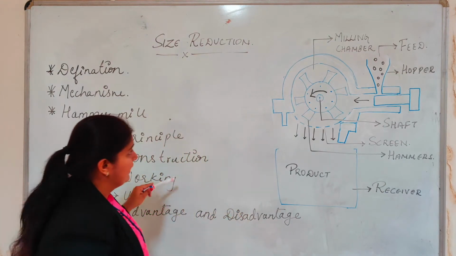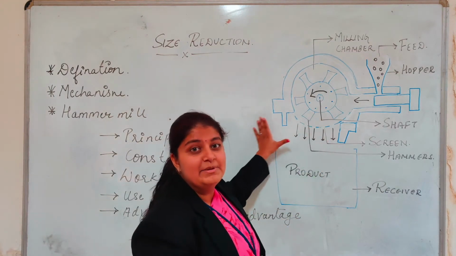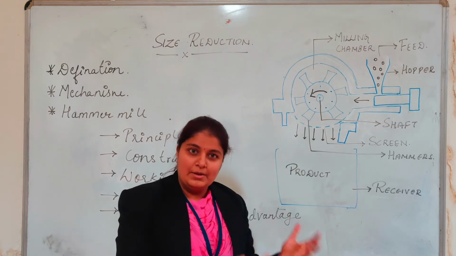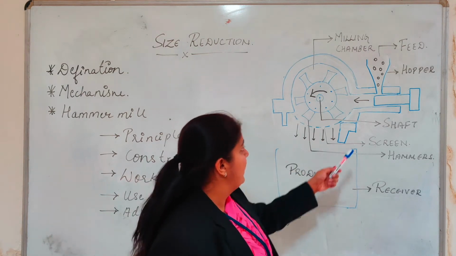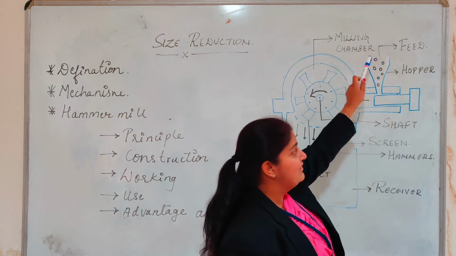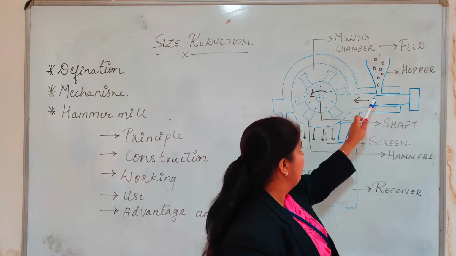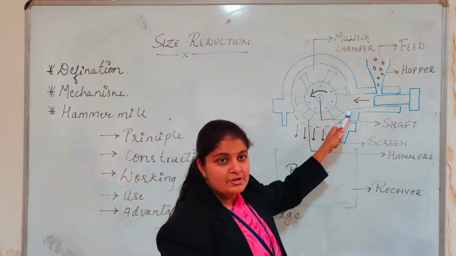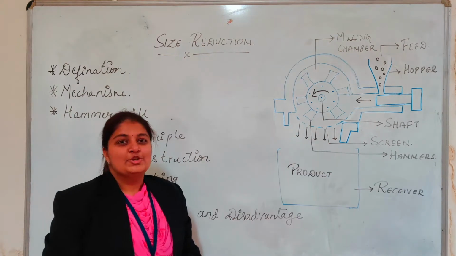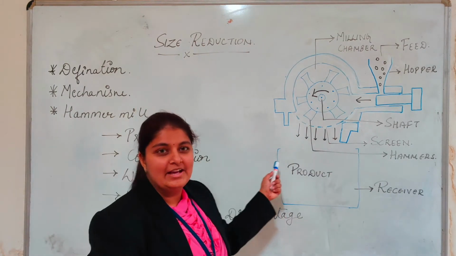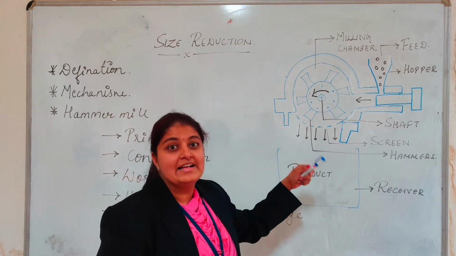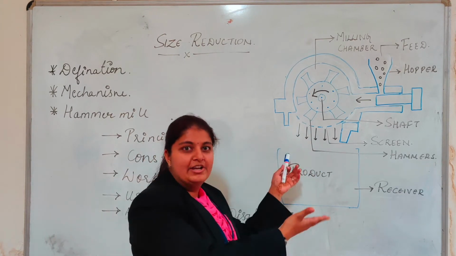Coming to the working, as we can see in the diagram, it is very simple. Whatever material we have to process for size reduction, we place it into the hopper. Once we start the instrument, the feed which is placed into the hopper directly enters the milling chamber, where the hammers are rotating at very high speed. Usually the RPM maintained is around 8,000 to 15,000. We can maintain the RPM according to the type of material we have to size-reduce.